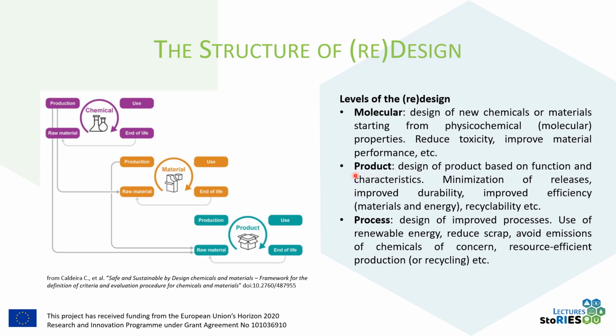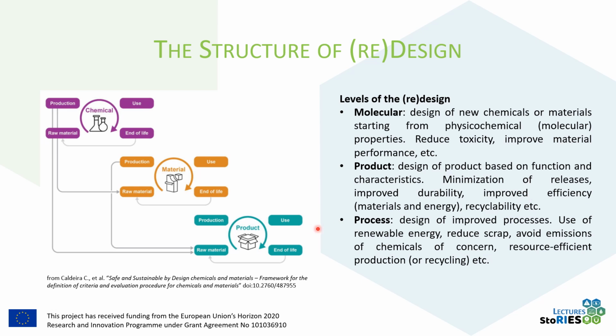But then at a second level we have the design of the product that shows better safety or sustainability performances. This is usually driven by the function and the characteristics of the products, and some examples of improvement of the safety or the sustainability of the product can be, of course, the minimization of releases of the materials or lack of materials along the entire life cycle, or to improve the durability of the product itself, or improve the efficiency of the materials or the energy efficiency in the manufacturing stages.